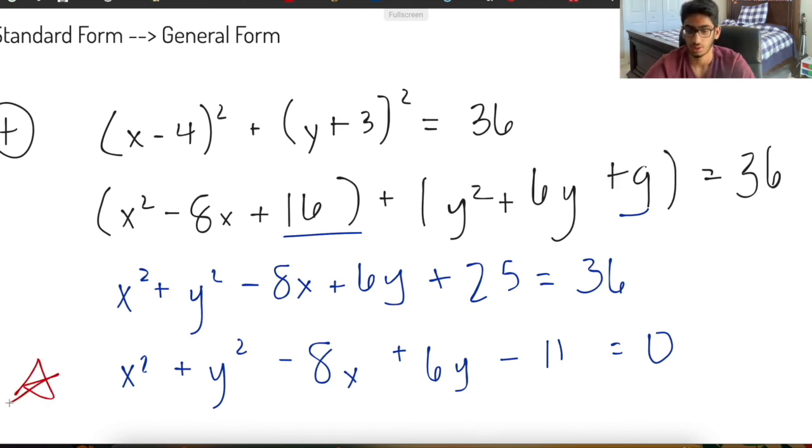So hopefully converting between standard form and general form is easier now, in my opinion.